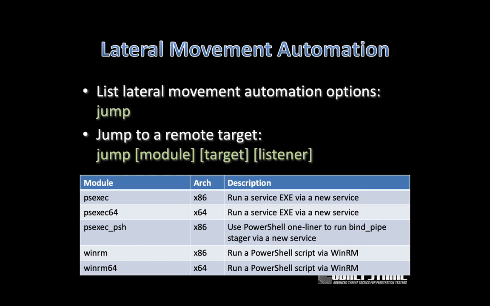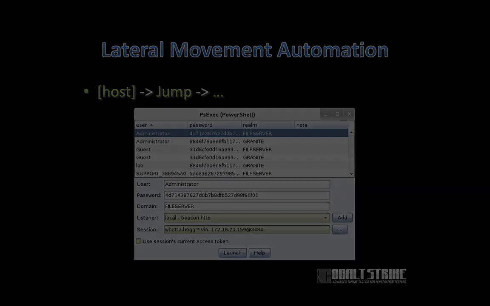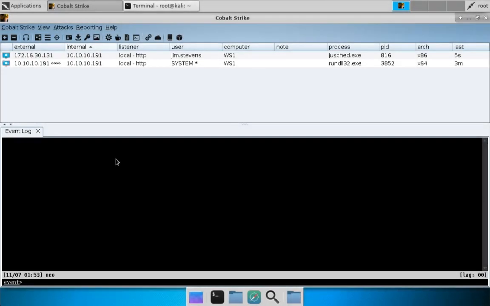All of these options, with the exception of PSExec PowerShell, are stageless. One thing to note as well is that you can extend the jump command with new modules using Cobalt Strike's aggressor script. You have access to the jump command and its modules by right-clicking on a host, going to jump, and choosing a particular module, and that will open up this dialog for lateral movement. So if you prefer working through a user interface, you can do that here. Let's take a look at lateral movement.